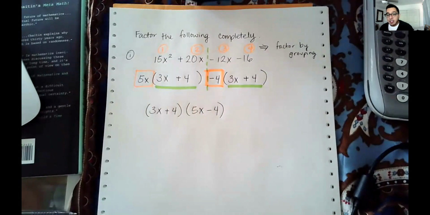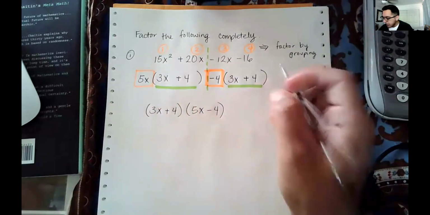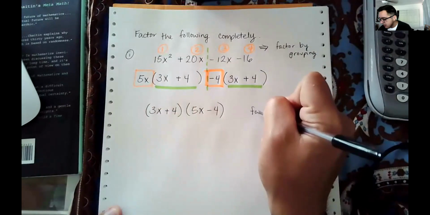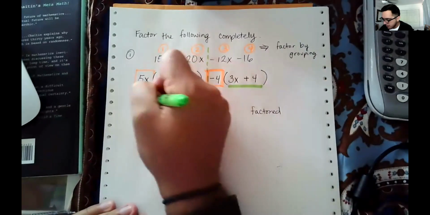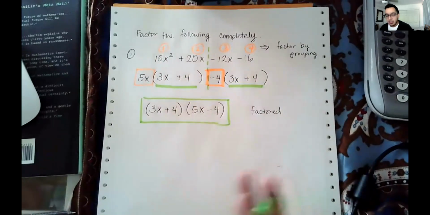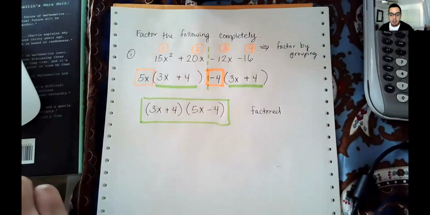So that will be the end of the problem. This is fully factored. So we can go ahead and box this up, and we don't have to go any further. Okay? Does anybody have any questions?